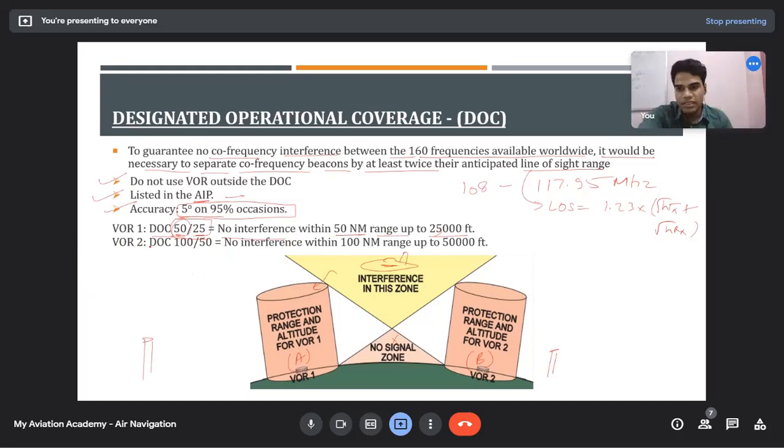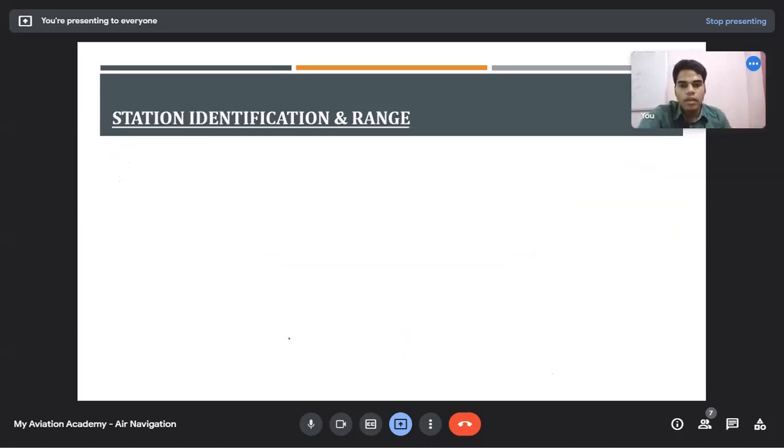This is the second example, 100/50. That means 100 nautical miles of range and 50,000 feet. In this, you will see no other frequency present. All right, station identification and range.